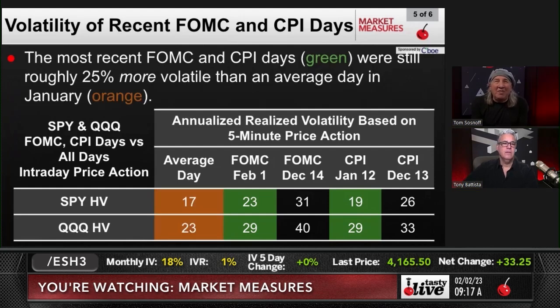The most recent FOMC and CPI days in green were still roughly 25% more volatile than an average day in orange. So I think that's the takeaway. Even though there's been a huge reduction in the amount of movement that we've seen since last year when volatility was higher, you still have a massive amount of expansion relative to an average day. So it's 25% less volatile than it was going back to December, and 25% more volatile than an average day.